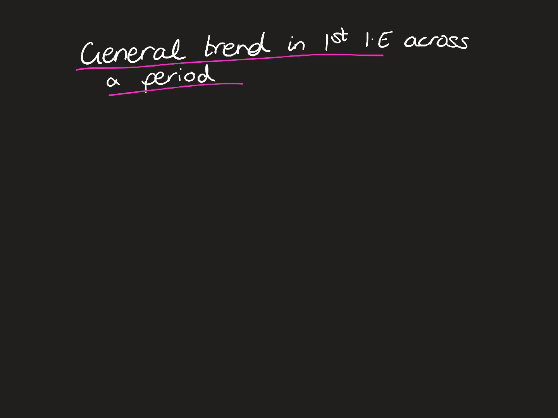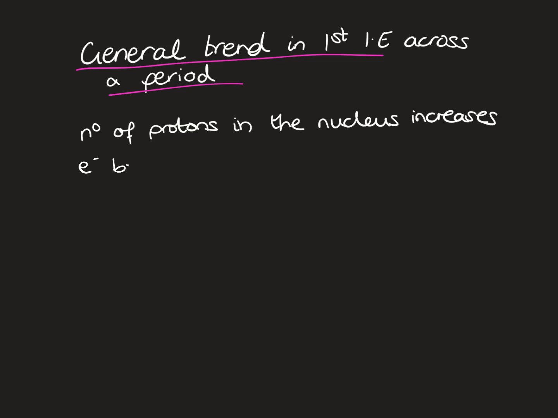Before we go into greater detail on this, we'll first consider what the general trend in first ionisation energy is across a period. So that is comparing the elements on the left-hand side to the elements further on in a period. The thing you've got to remember as you go across the period is that the number of protons in the nucleus increases. The electrons being removed are in the same energy level.